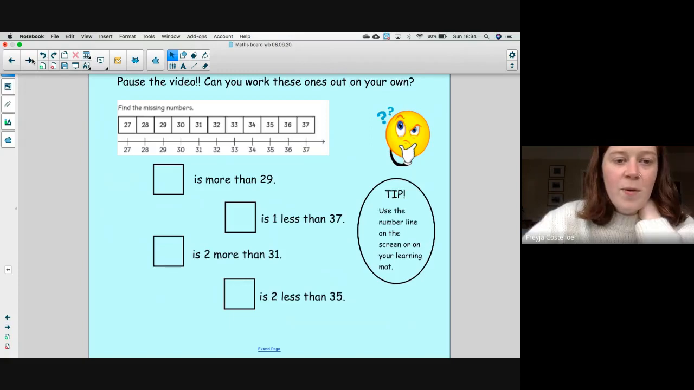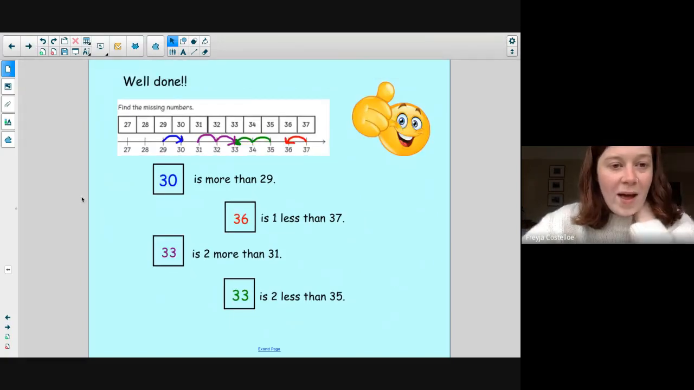Okay, good job. So, well done. You've found the missing numbers and let's check them together. So, 30 is 1 more than 29. Oh dear, I'm sorry, I didn't have 1 more written in there. So don't worry if that one confused you. Oh, sorry, everybody. Let's have a look here.